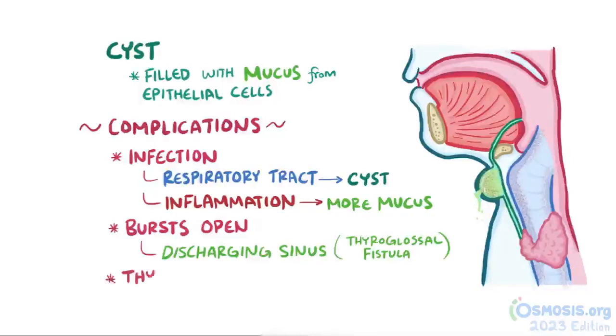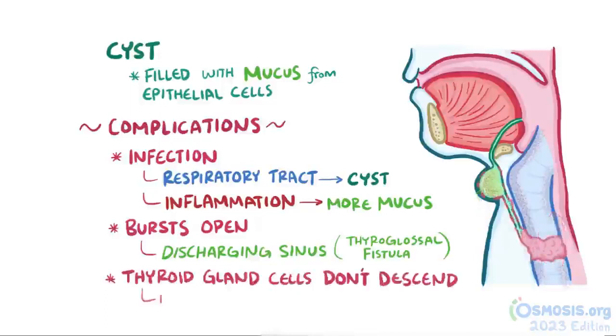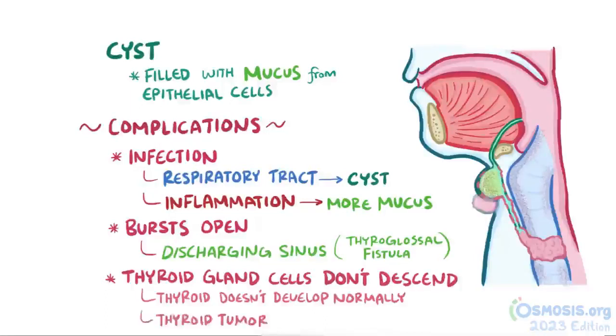Third, in some people, the thyroid gland cells remain within the thyroglossal duct and don't descend down. If that happens, a thyroid gland might not develop normally. And in addition, very rarely a thyroid tumor might develop in the cyst, since there are still thyroid cells in the walls of the cyst.